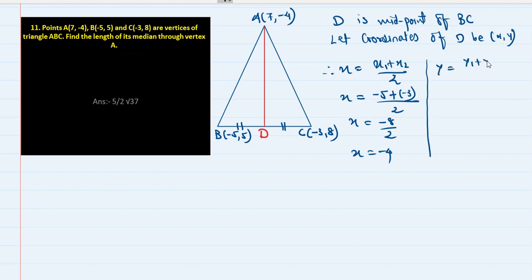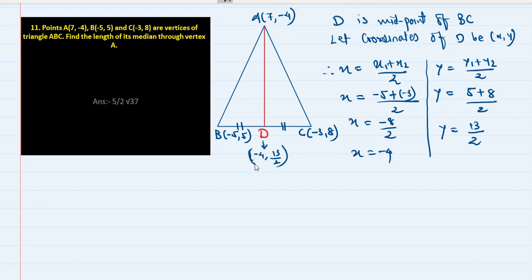Y is equal to y1 plus y2 by 2. y1 is 5, y2 is 8, by 2. So Y is 13 by 2. Yes, 5 plus 8 by 2, that is 13 by 2. So X is minus 4 and Y is 13 by 2. So we found the coordinates of point D, which are minus 4 comma 13 by 2.